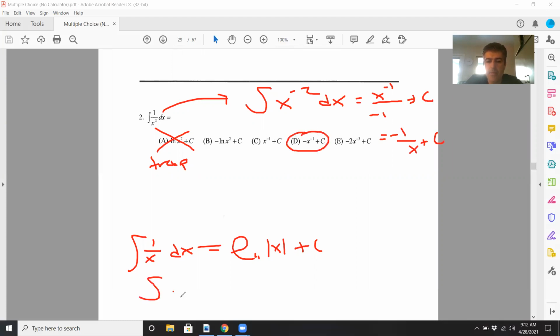You can't do that for 1 over x because obviously if you add 1 to -1, you get 0. And if you divide by 0, that's undefined. So that's a special case, and we get ln for that one. So be careful, A is a trap. The answer is D.